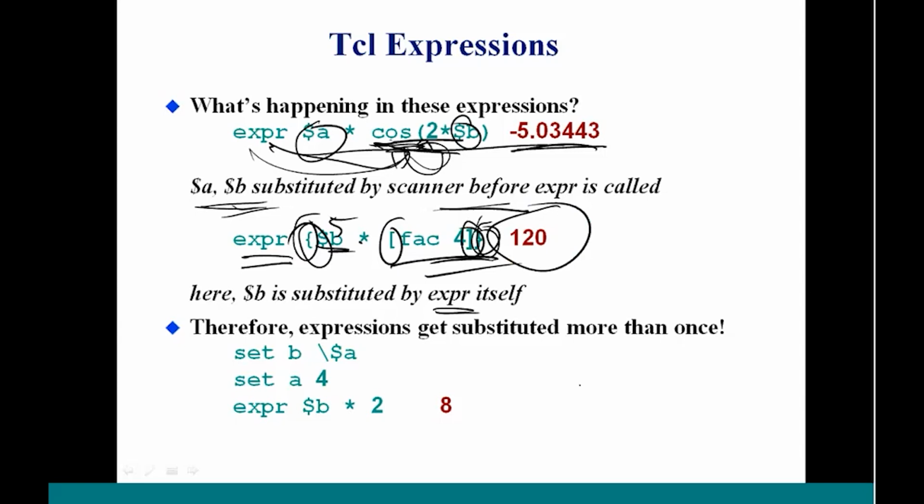So here is one example: set B is \$A, and then set A is 4, and then expr $B times 2. Now you can see that actually the B gets first substituted with this A, and then it looks at the A, and the A also needs to be substituted, so it is actually 4 times 2 equals 8.